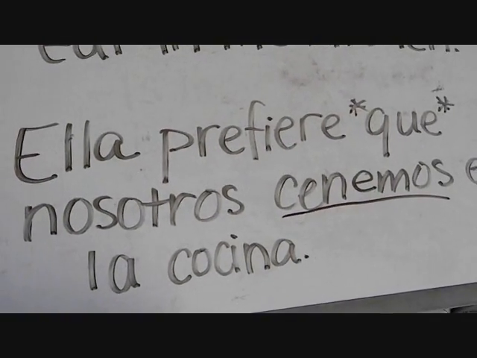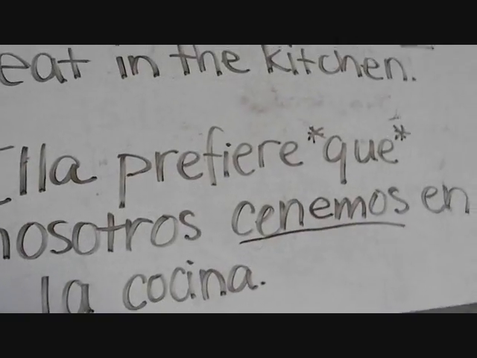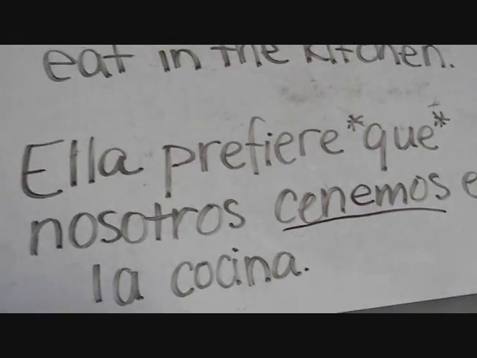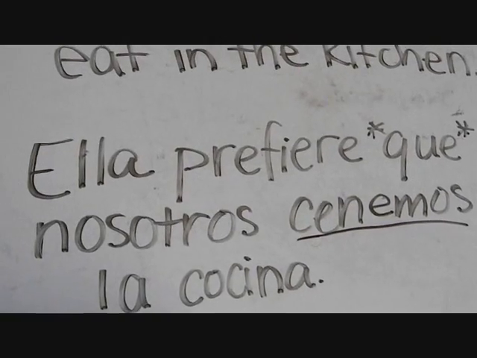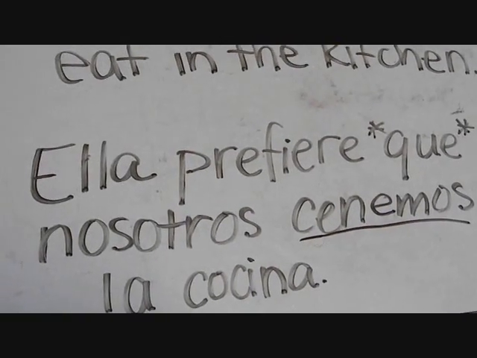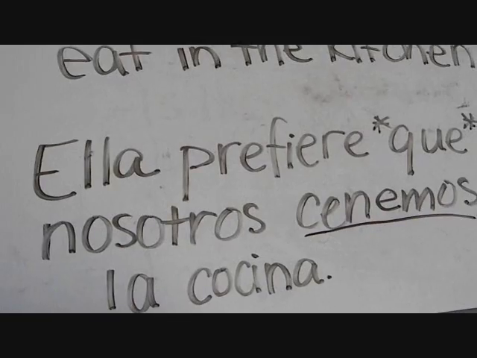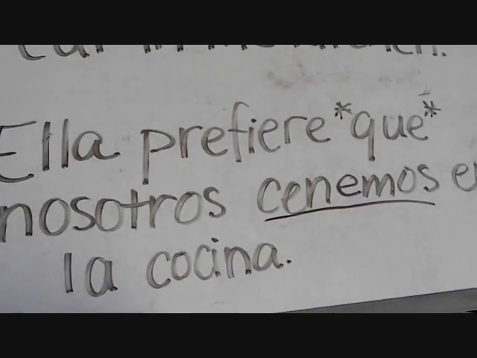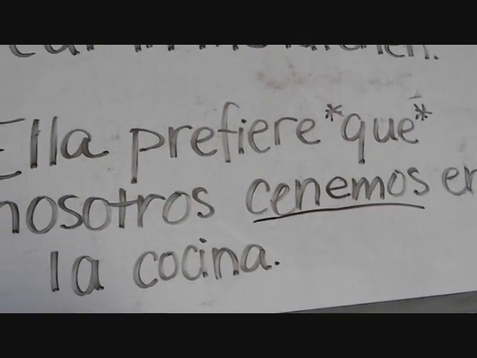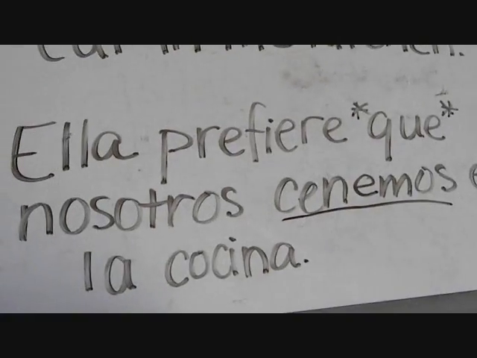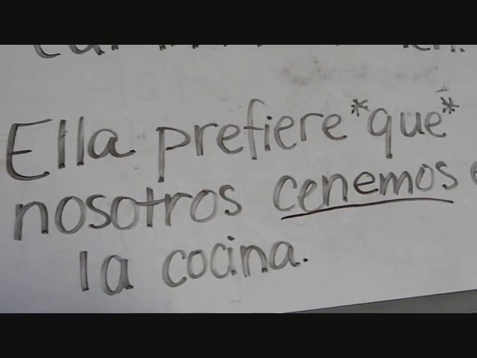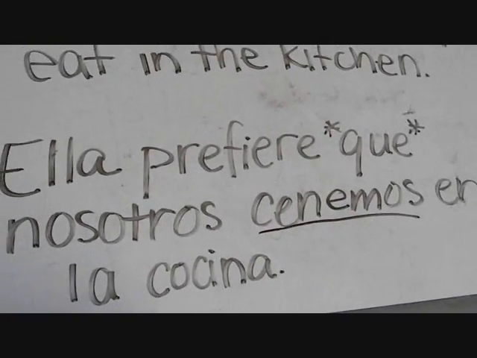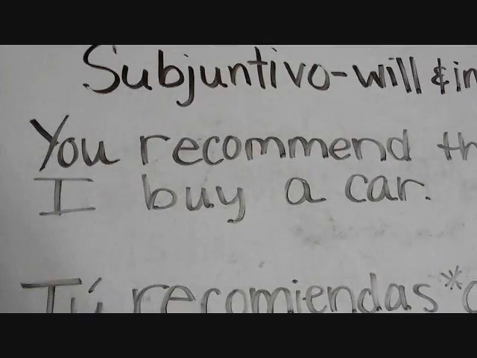Eat dinner specifically. But que is the word. That is our important word that comes between the two clauses. The first is the main clause of the sentence that expresses the main subject and verb, or expresses who the speaker is. The second is the dependent clause, and the dependent clause depends on the main clause. So she prefers that we eat dinner in the kitchen. So que is our connecting word between the two clauses.